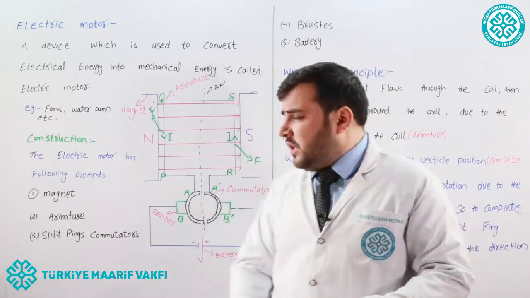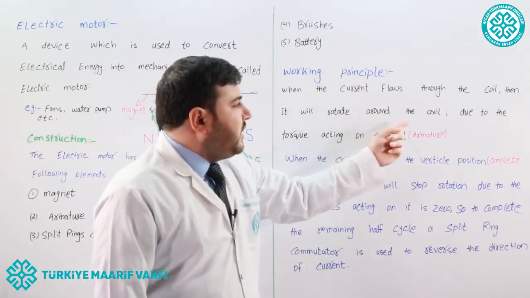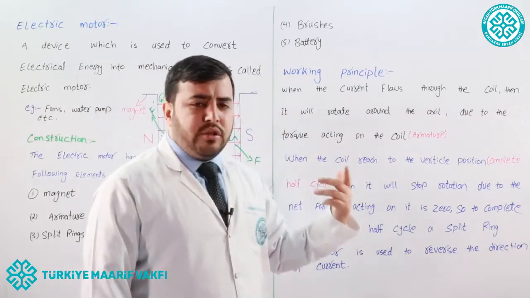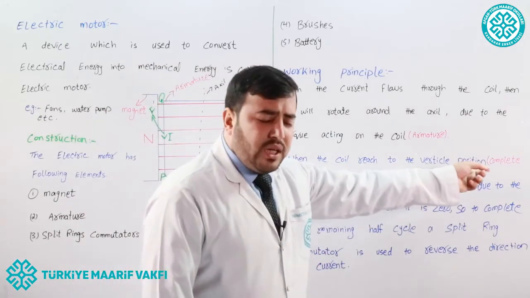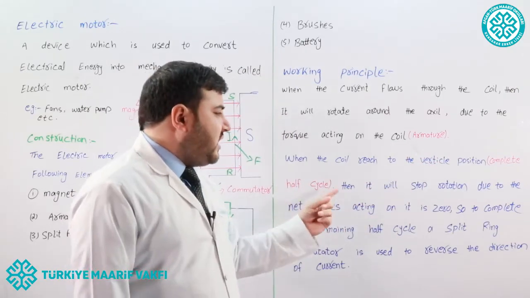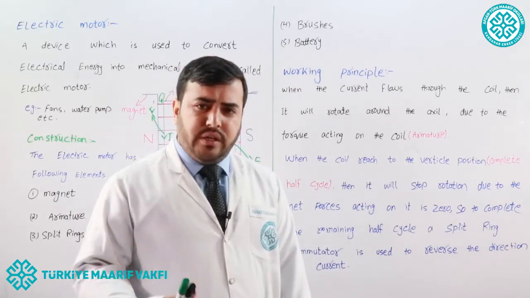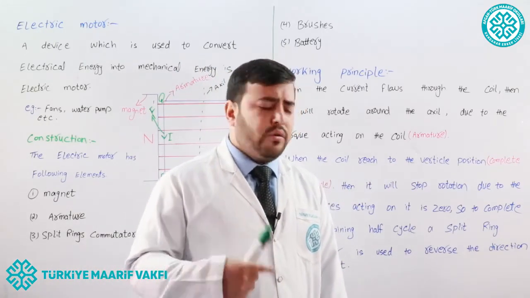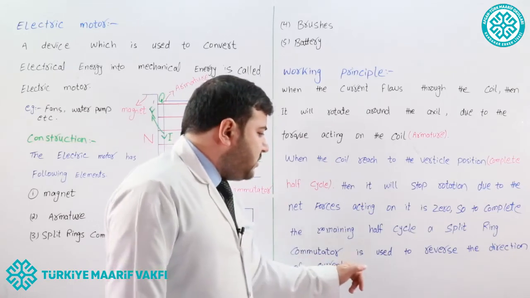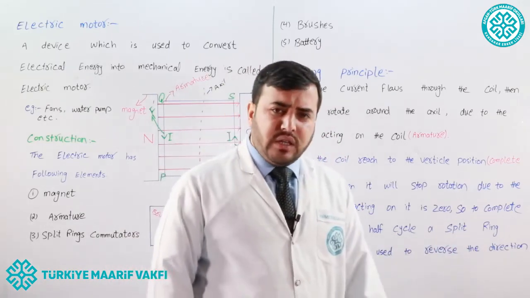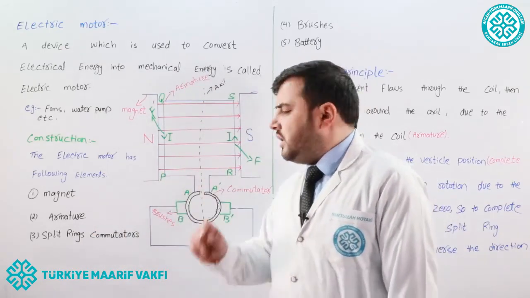So here you can see that when the current flows through the coil, it will rotate around the axle due to the torque acting on it. As I told you before, it will produce rotation. When the coil reaches the vertical position, that is, when it completes a half cycle, it will stop rotating because the net force acting on it becomes 0. So to complete the remaining half cycle, a split ring commutator is used to reverse the direction of the current. So we have discussed all of this about the electric motor.